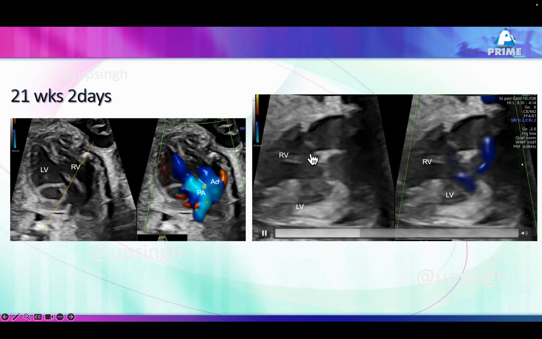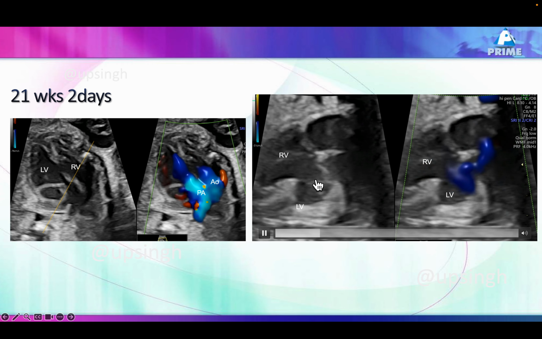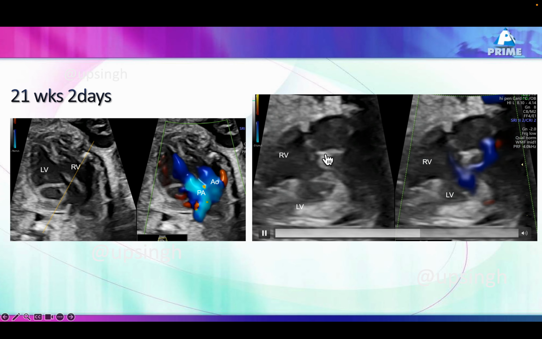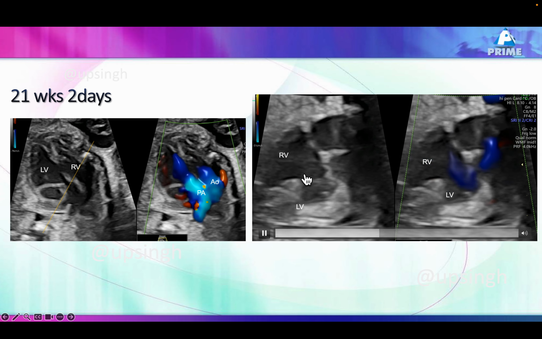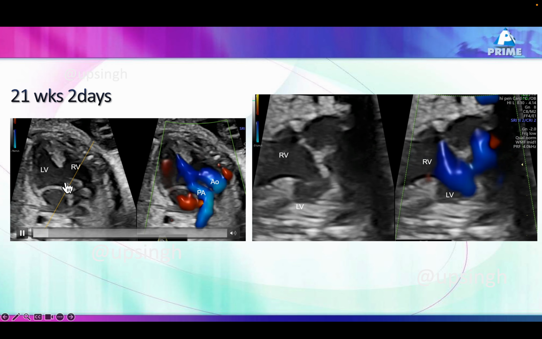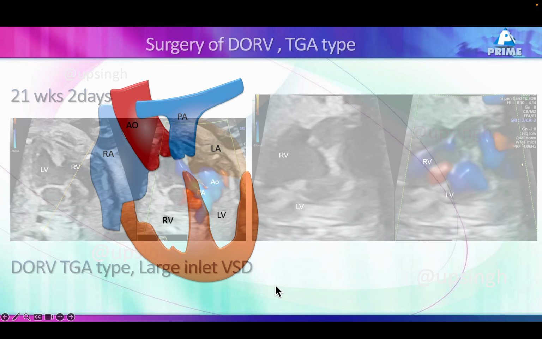Not only that, this VSD is extending into the inlet. How do I say this is an inlet VSD? If you see a VSD and you see both AV valves, this is an inlet VSD. If you see a VSD and you see a semilunar valve, either aortic or pulmonary, this is an outflow VSD. So, large inlet VSD, TGA type with pulmonary stenosis.